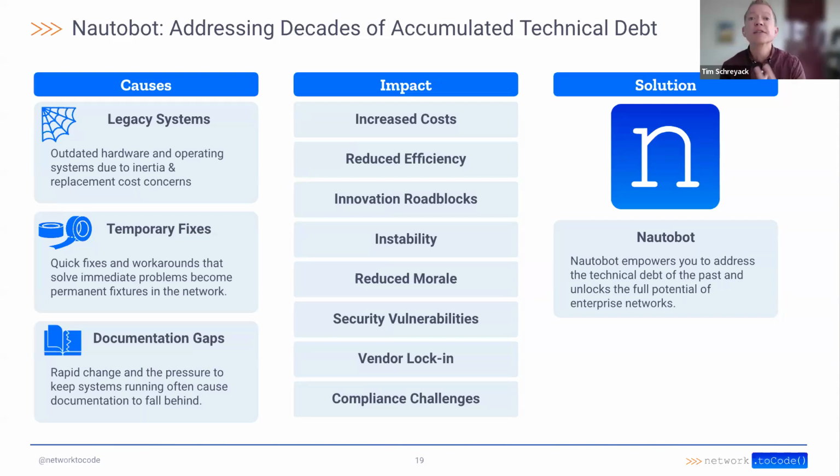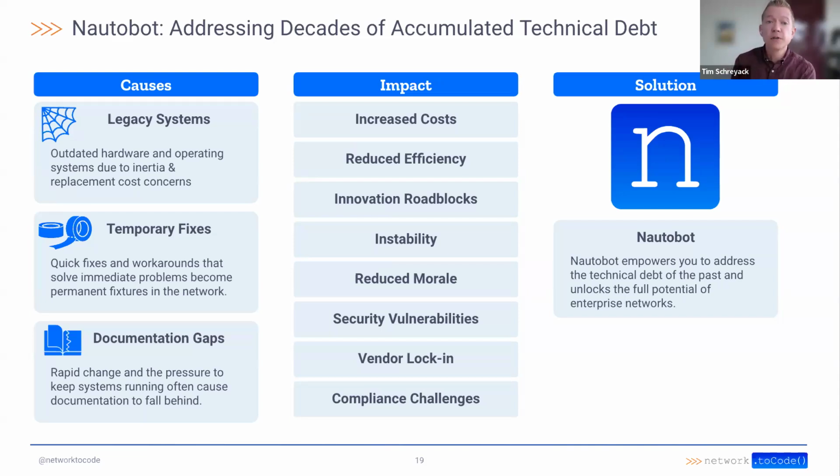Along the way, we implemented temporary fixes that became permanent. This always happens. We always promise ourselves next year, next month, whatever it is, we're going to go fix this. And we never just really have the time. Therefore, leading to documentation gaps that just inevitably happen in our environment. And we have this impact of increased cost, reduced efficiency, innovation roadblocks.